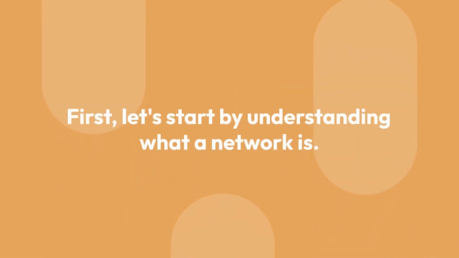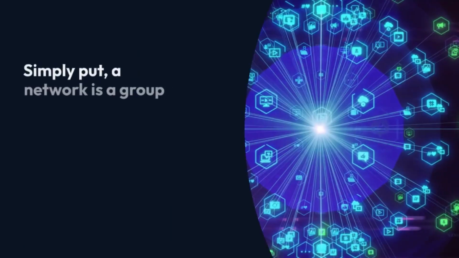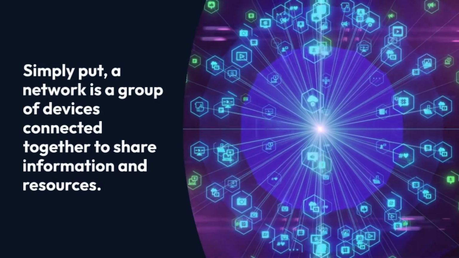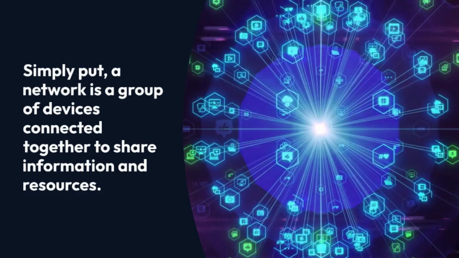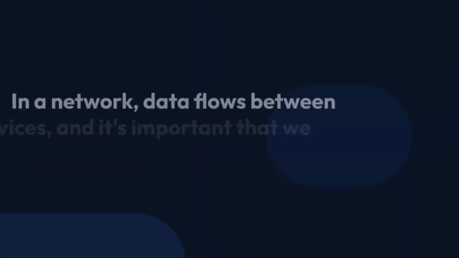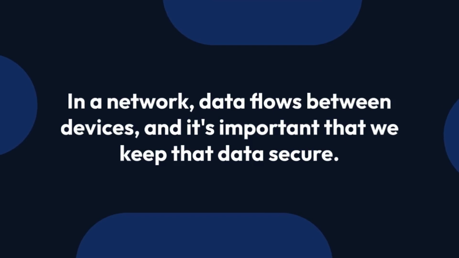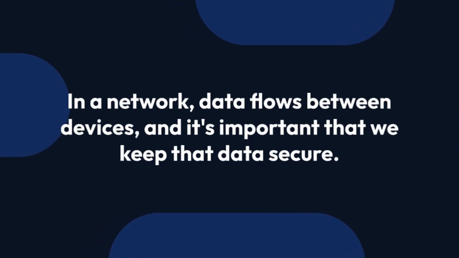First, let's start by understanding what a network is. Simply put, a network is a group of devices connected together to share information and resources. In a network, data flows between devices, and it's important that we keep that data secure.